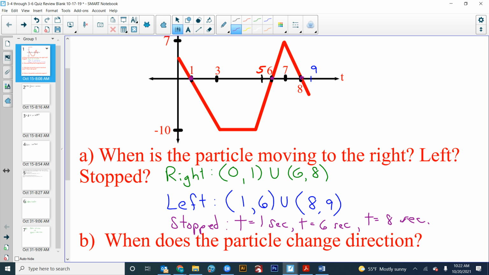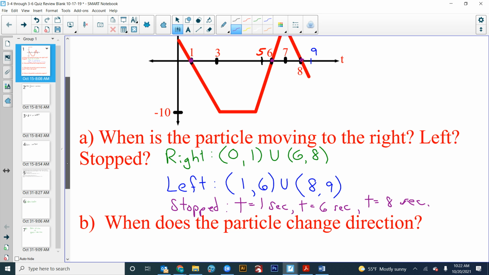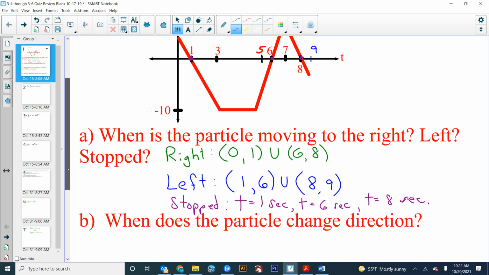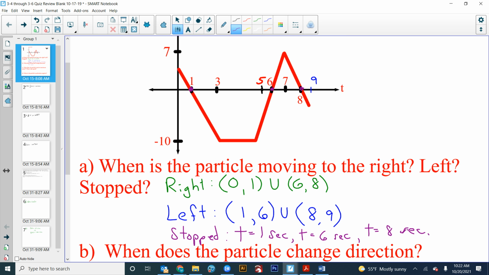All right. Jaden, what'd you get for change direction? At the same spot that it's supposed to stop. Good. What if the graph would have done this? What if it would have gone down and then up? Change direction at 1? No. Stopped and then kept moving to the right.